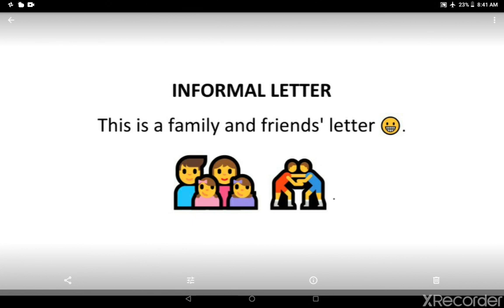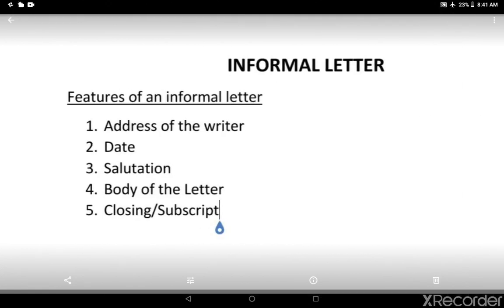So that's with definition. Let's look at the features that you are supposed to have in your informal letter. There are 5 main features you are supposed to have. The first one is address of the writer. The second one is date. Third is salutation. The fourth one is body of the letter. And the last one is closing or subscript.